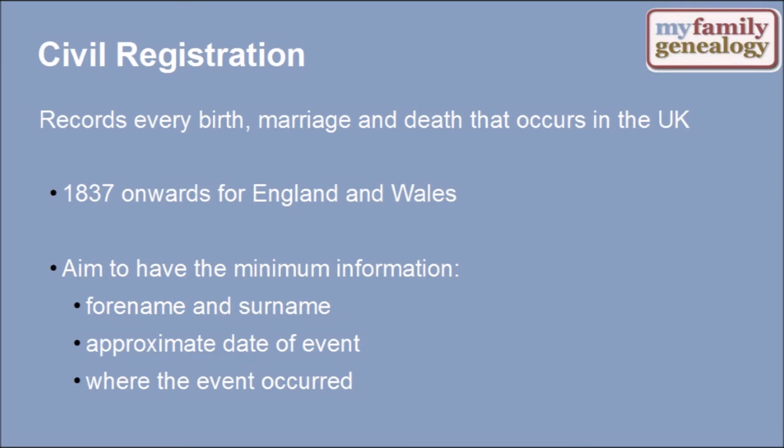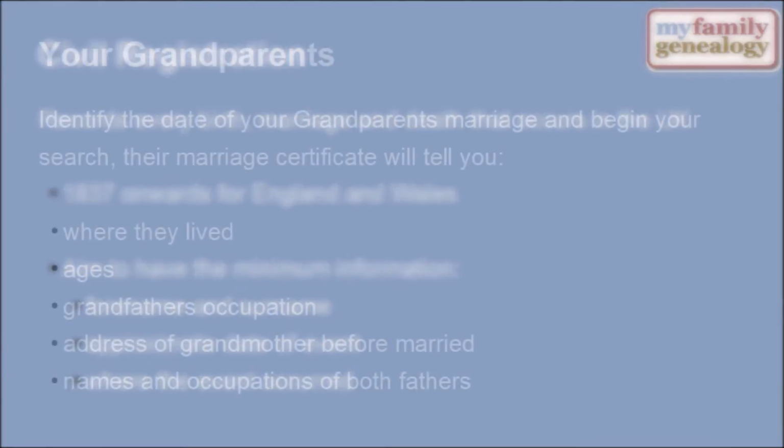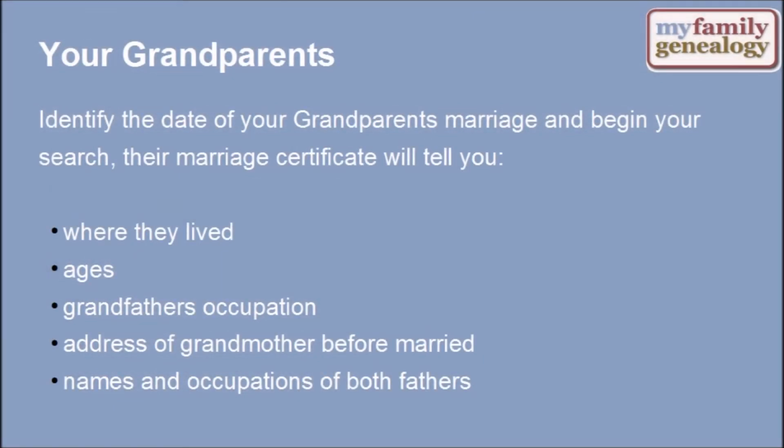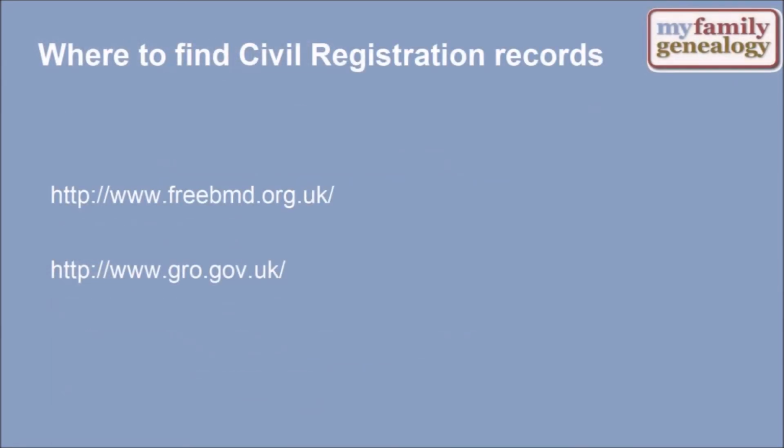and Wales in 1837. Start your research with your grandparents' marriage. From this certificate you can find their ages and then look for their births. From that certificate you can look for a potential marriage, and so your research goes back in time.